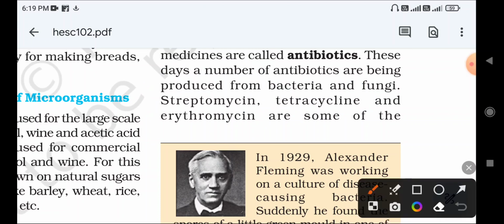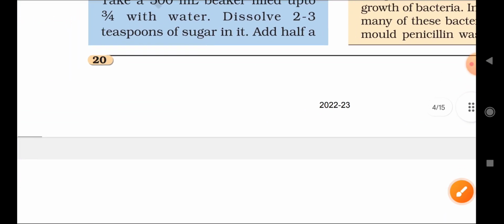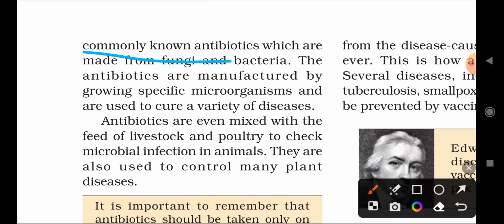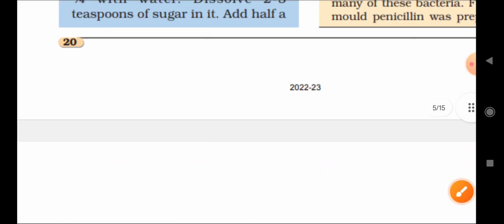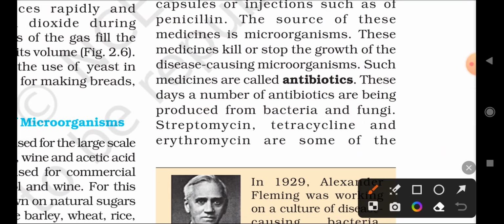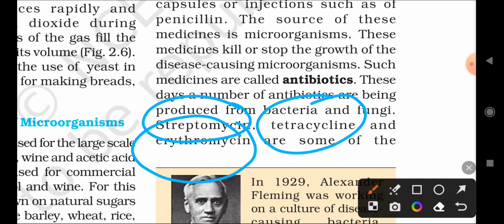What are the three major antibiotics produced by bacteria and fungi? Streptomycin, tetracycline and erythromycin are the three major antibiotics produced from two microorganisms: bacteria and fungi. Remember that. These are the commonly known antibiotics prepared from fungi and bacteria.